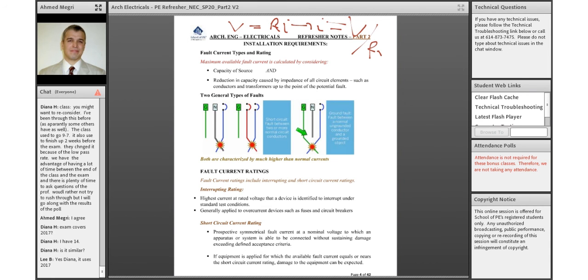Now if it's between the ground and the hot, we call it ground fault. So it's the same phenomenon, but the consequences are different because the ground is connected to the earth and the hot and neutral are not. So you have different consequences, but two similar phenomena where the current goes very, very high.